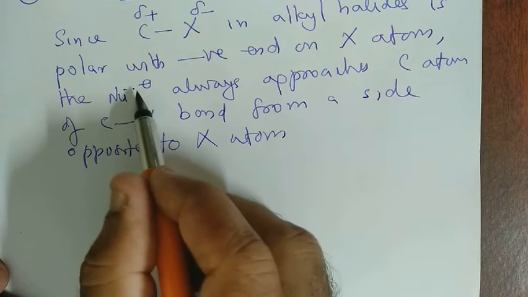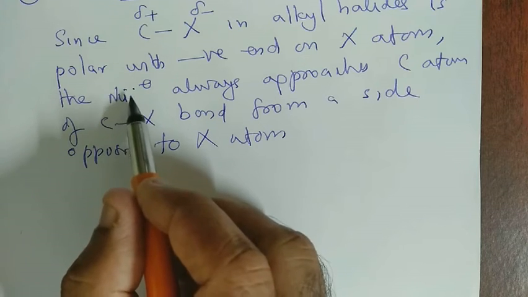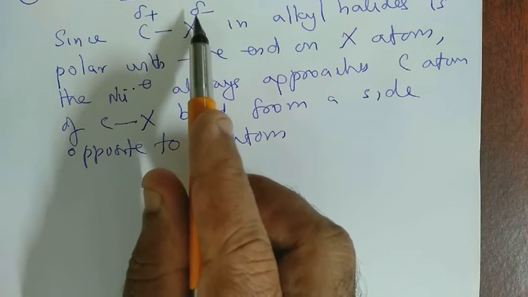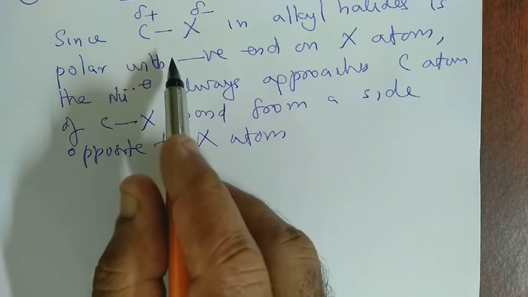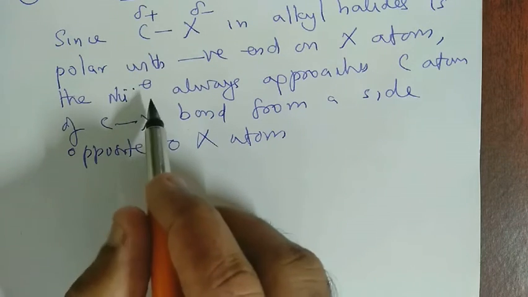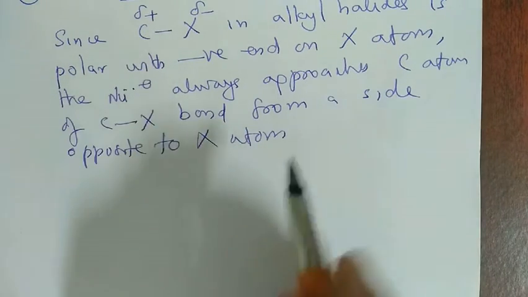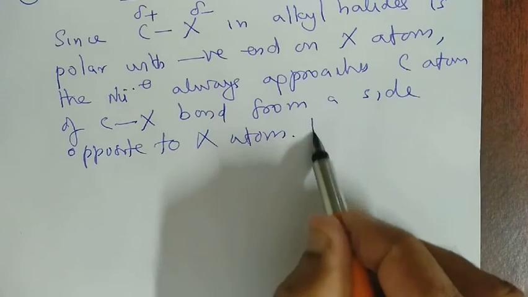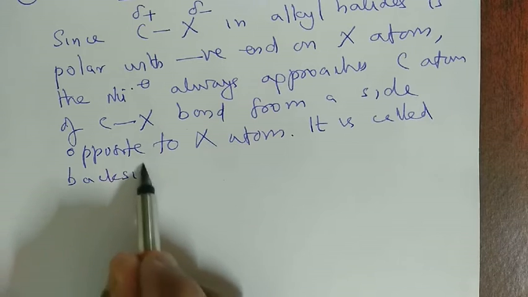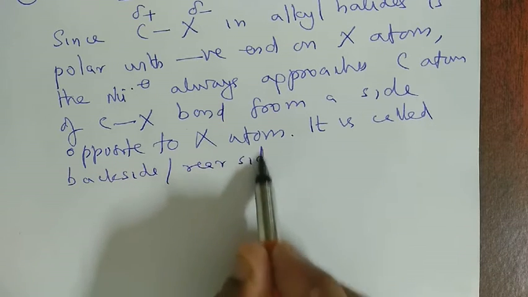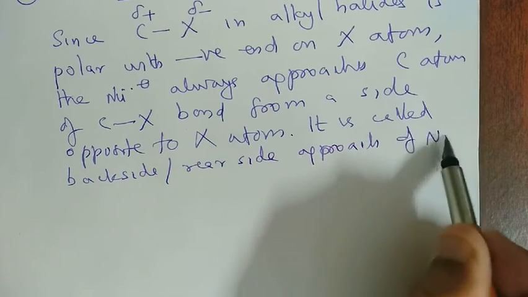The nucleophile has a lone pair of electrons, so there will be repulsion between the negative charge or lone pair on the nucleophile and the partial negative charge present on the halogen atom. In order to avoid such a repulsion, the nucleophile always approaches the carbon atom of the carbon-halogen bond from a side opposite to the halogen atom. It is called backside or rear side approach of a nucleophile.